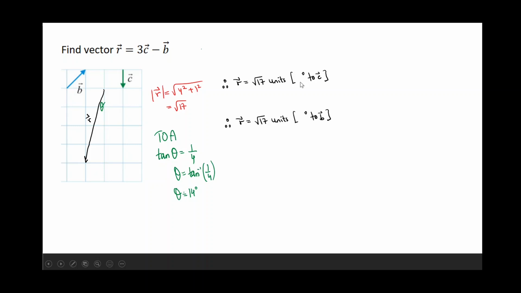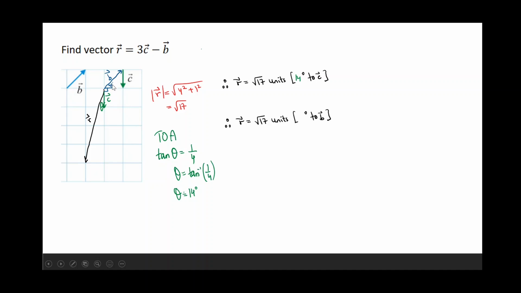You could quote vectors in relation to the original vector c or vector b. I'm going to show you both. Remember, quoting angles is always between two tails. The resultant we have already, and this vector c we want right beside it, tail to tail. We already know what this theta is, so that one's easy, 14 degrees. Then we place vector b tail to tail with vector r, and in this situation we have to add 14 plus this 90 degrees plus 45 degrees.